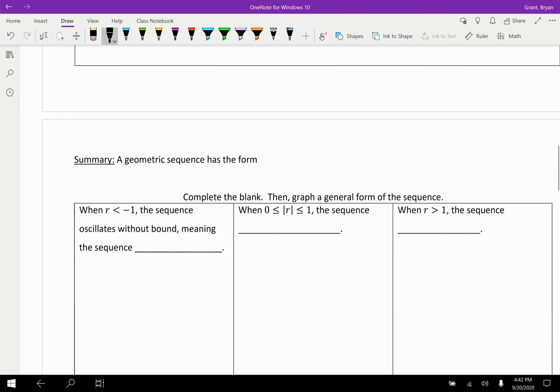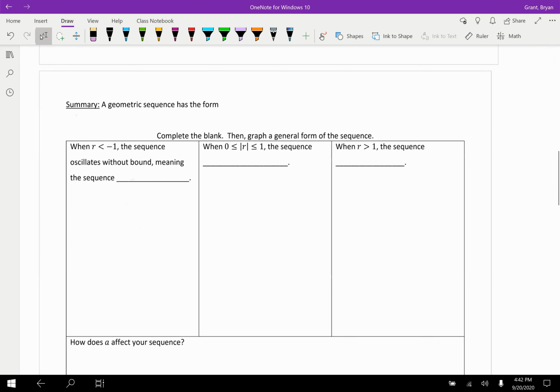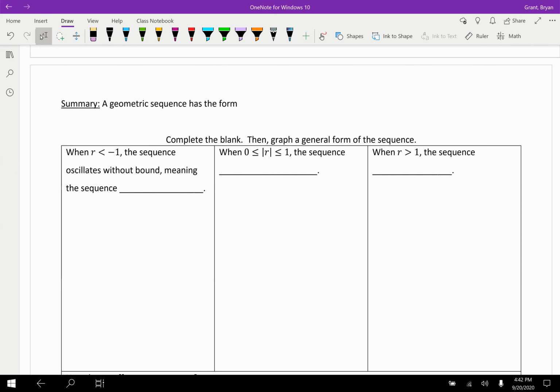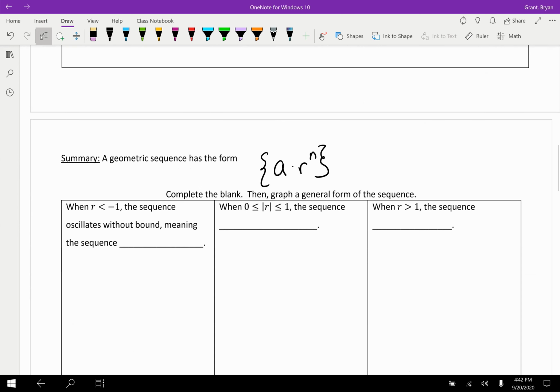Well, I think what's going to happen here is it all depends on r, what you're multiplying by, right? So if we think of that generic form of a geometric sequence, a times r to the nth power, then we have 3 possibilities. Either r is going to be less than -1, and we saw that up here. R was less than -1, and if that happens, then the sequence oscillates without bound, meaning it gets bigger and bigger and bigger, which means the sequence diverges.